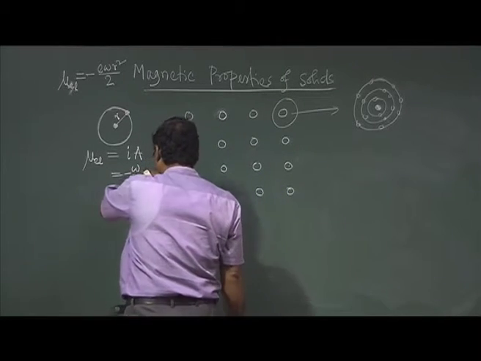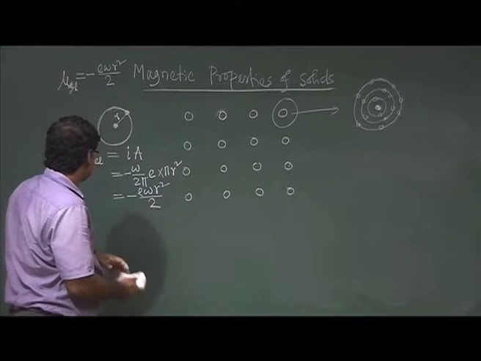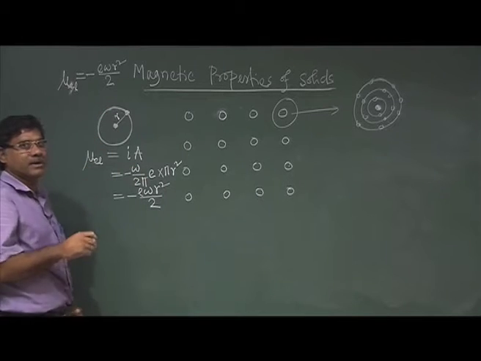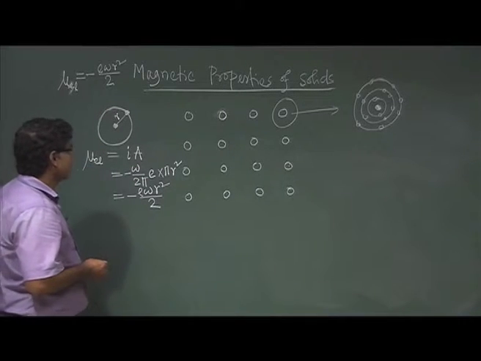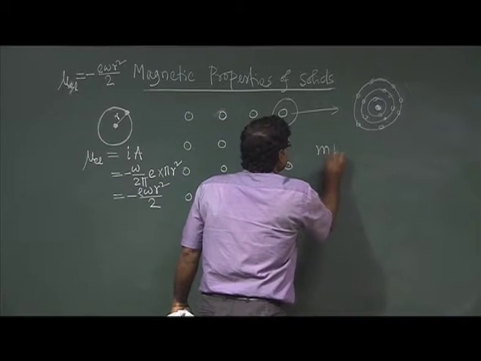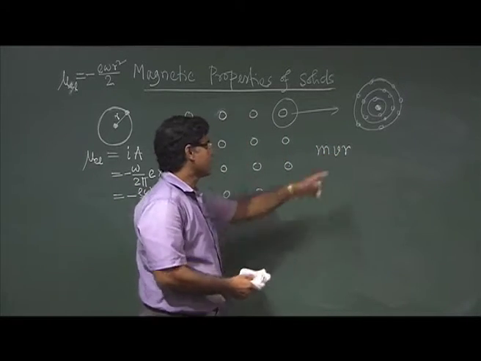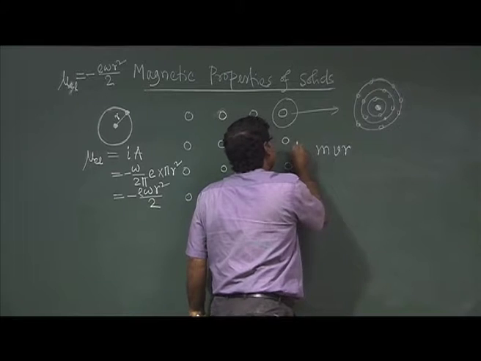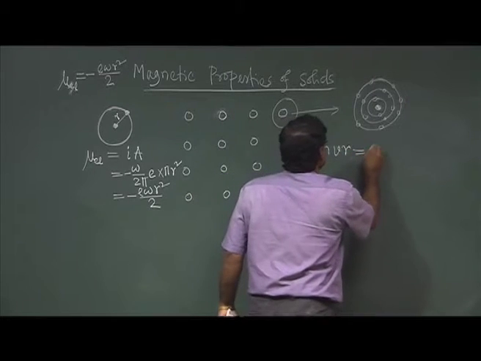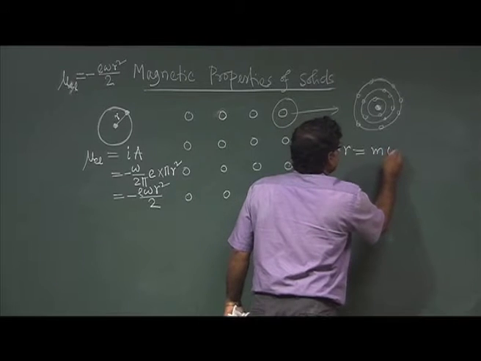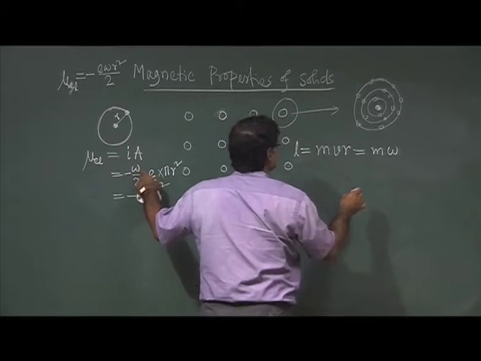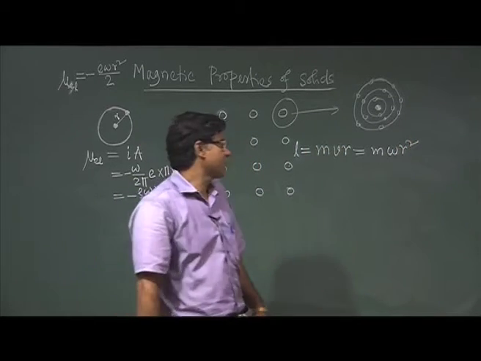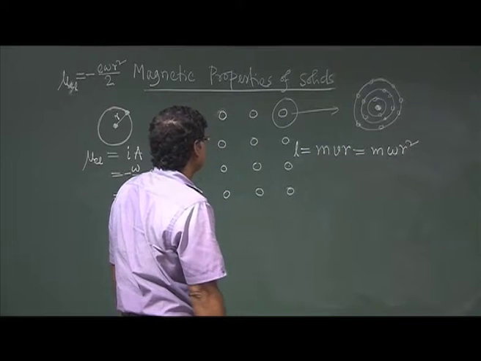Now, as you know, this electron is moving, so it has angular momentum. What is the angular momentum? Angular momentum is m v r, right. V is velocity, which is basically omega r, so the angular momentum L is m omega r square, right.